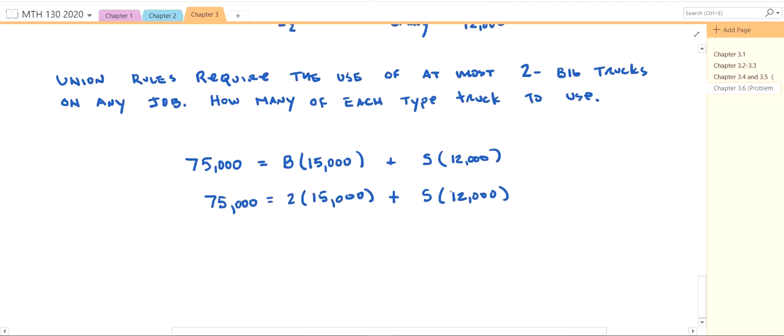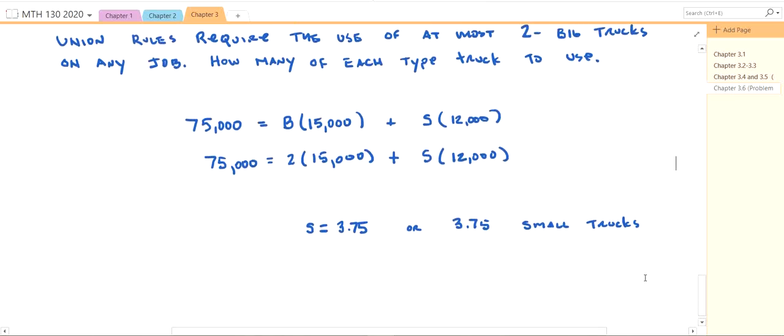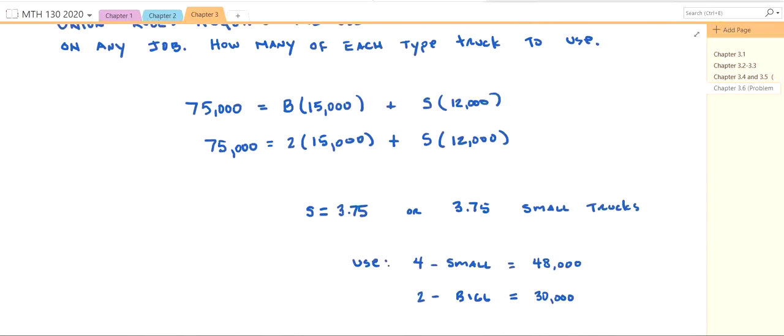And we can do that. Now, unfortunately, I don't have time to work this equation out, so you'll have to do that on your own. And if you do, you should get S equals 3.75 small trucks. The thing is you can't have 0.75 of a truck. So really what you're going to use is 2 big trucks plus 4 small trucks. So what you end up using is 4 small trucks, 2 big trucks, with these proportions of condensers they can carry. And I gotta go.